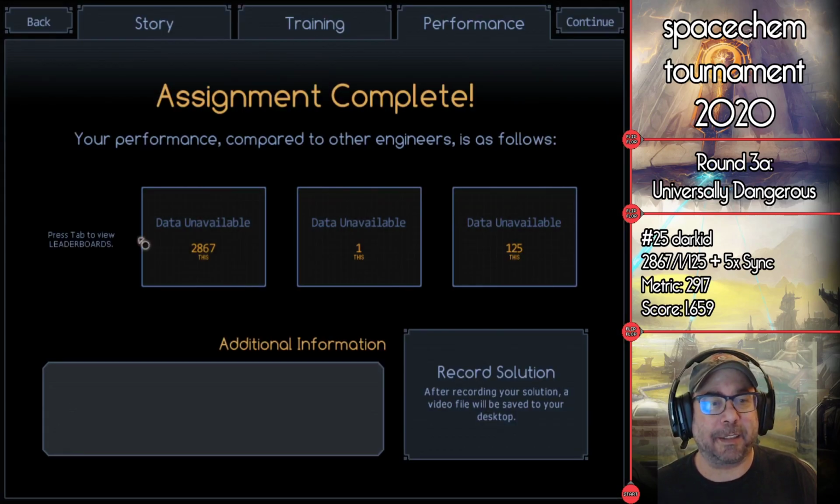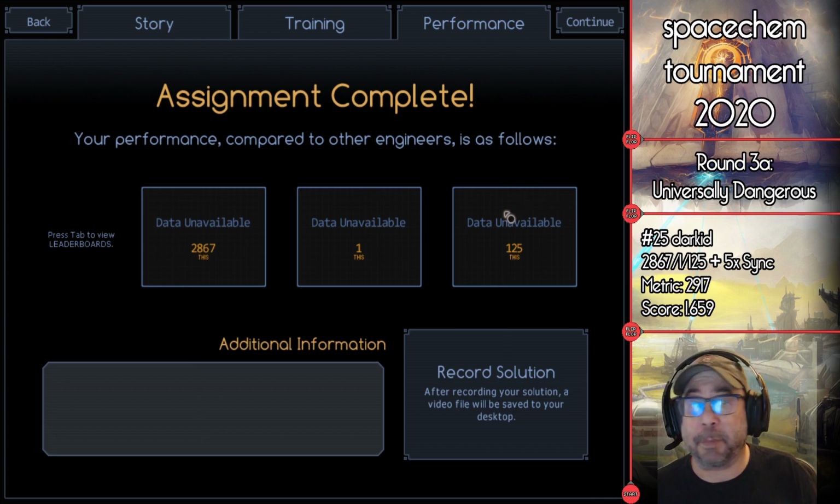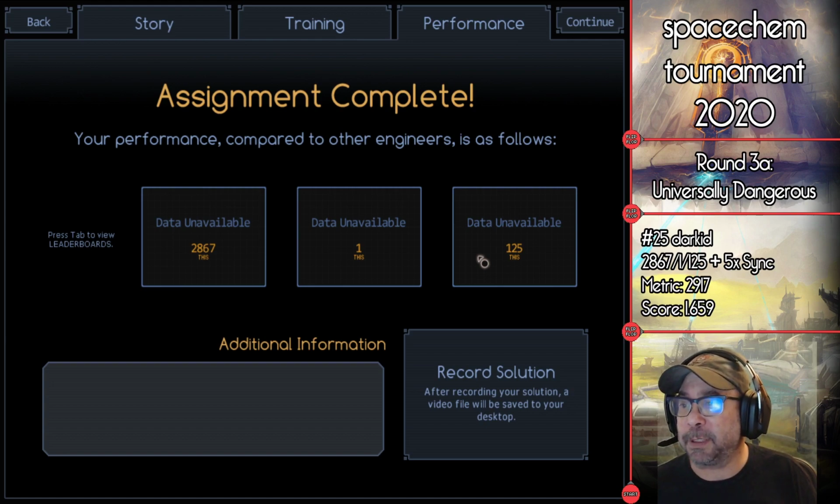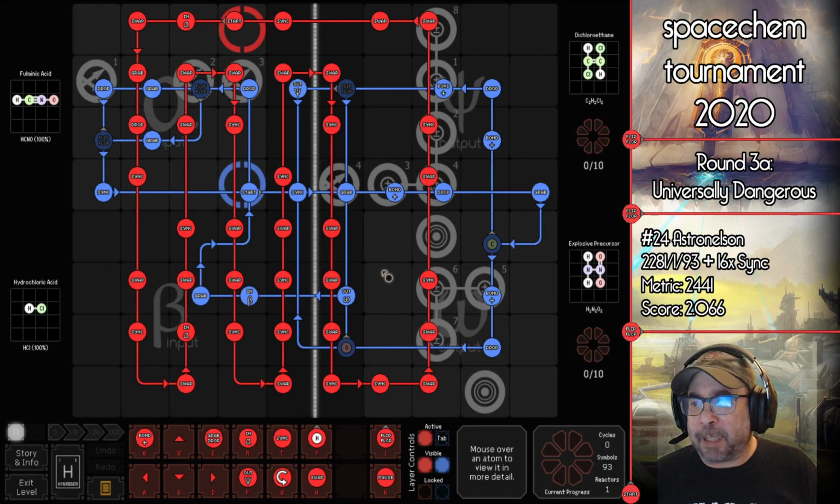And this clocks in at 2867 cycles. He used 125 symbols to do it, but that's not important. This got him, with his 5 syncs, a metric of 2917, and got him a score of 1.659. And now we got Astronelson's solution at 24th place. Let's go take a look at it.